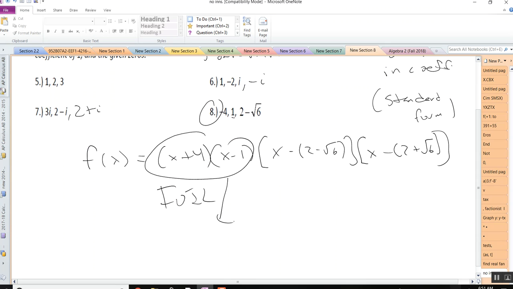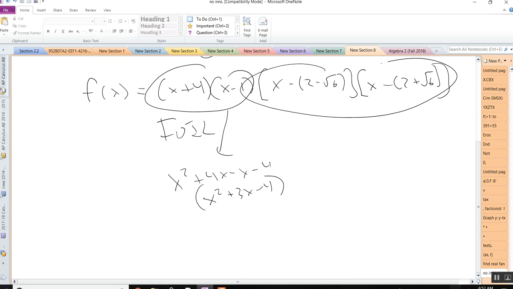Well, this part's easy. I'm just going to get that out of the way. x squared plus 4x minus x minus 4, x squared plus 3x minus 4. Okay, told you it's easy. We got that out of the way. For this bit, I'm going to show you a little trick you can do.